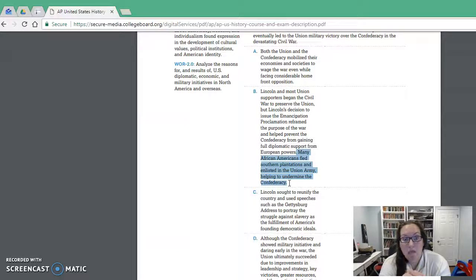Under commonly accepted principles of warfare, property confiscated during war can be used by the confiscators. So any places that the Union Army goes into, we're going to confiscate your property of slaves and allow them to be soldiers. The South, of course, doesn't like this, but nobody cares.